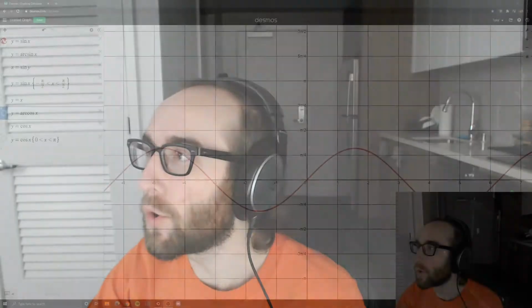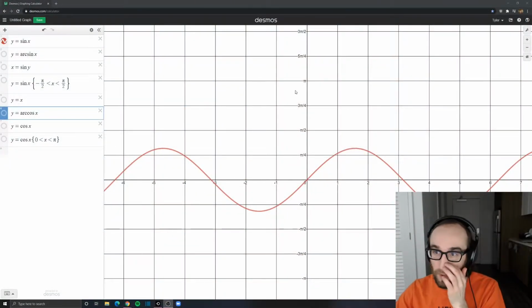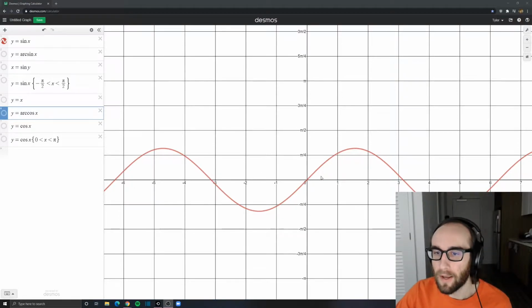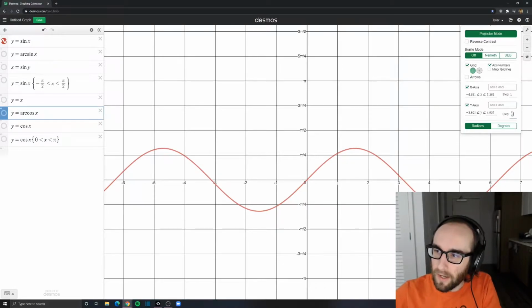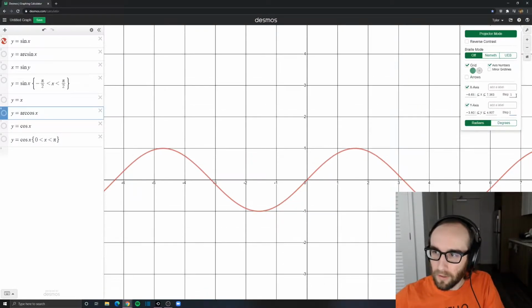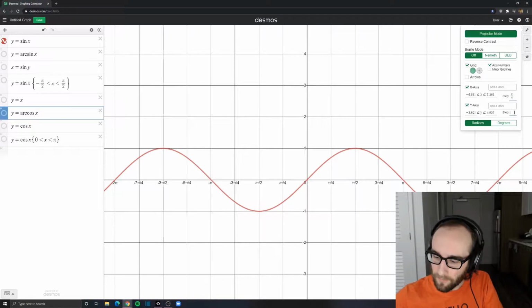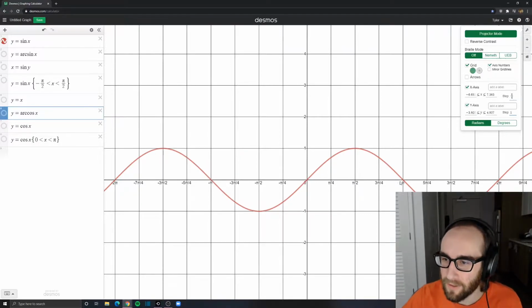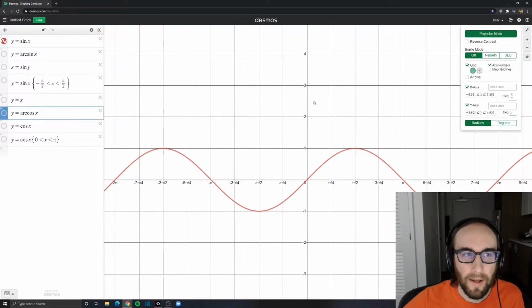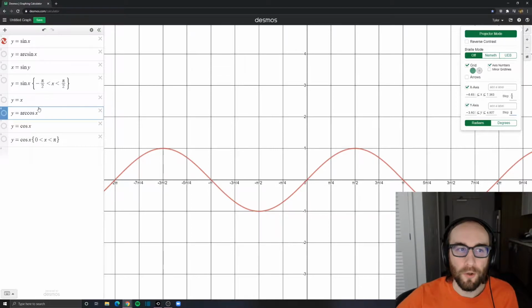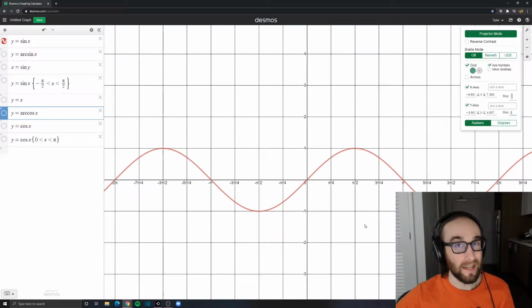Okay, so what we're going to do now, I'm actually going to start off with just looking at Desmos really quickly. So here we have a graph of sine of x. And let me change the axes really quickly to make it a little bit more clear. Okay, so here you can see sine of x. Every 2 pi, we have a repeating sine function. And what we want to do is take the inverse of this.